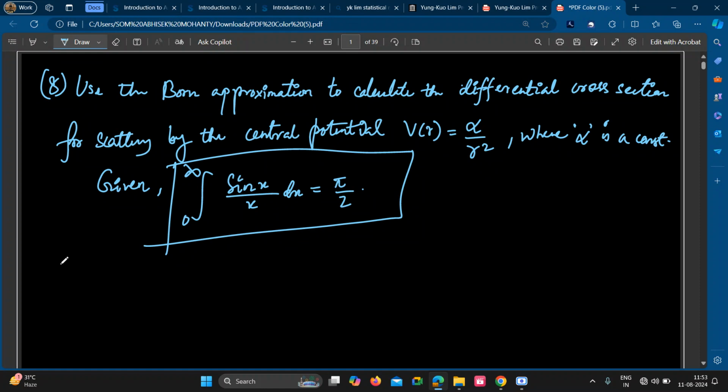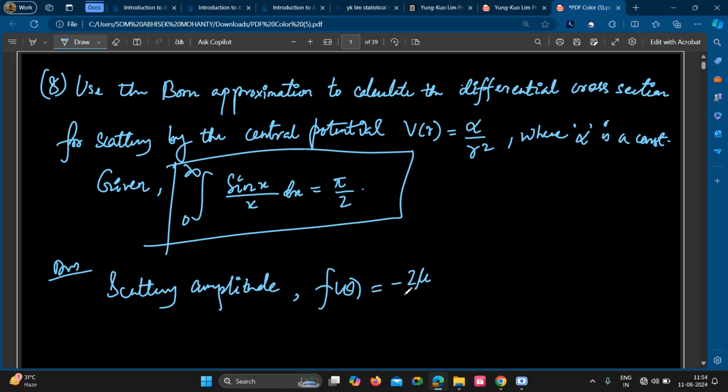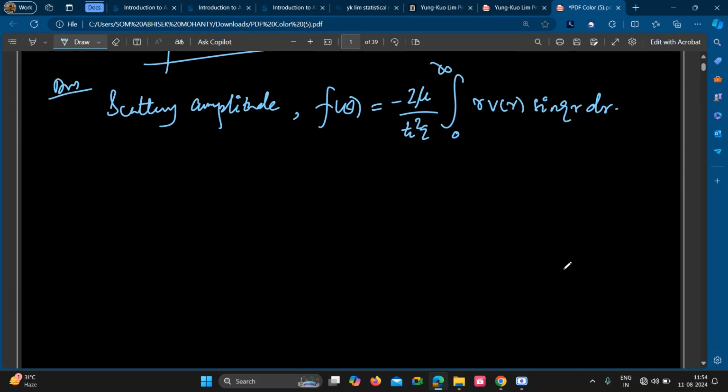So again, what is asked in the question? Using the Born approximation, calculate the differential cross section for scattering by the central potential. There are two types of potential: central potential and general potential. For a central potential, we know the scattering amplitude: f of theta is equal to minus 2 mu by h cut square q, integral 0 to infinity r V(r) sine qr dr. This is the expression for scattering amplitude for a central potential.